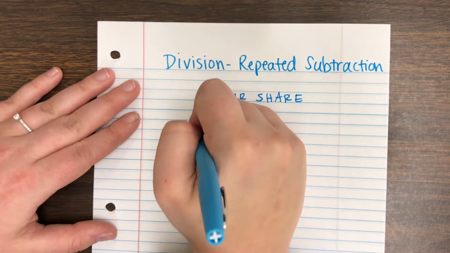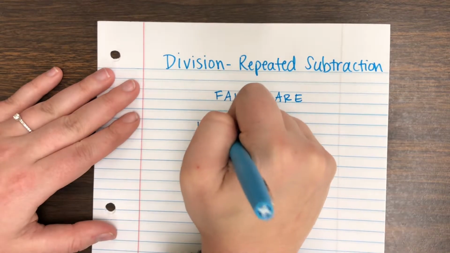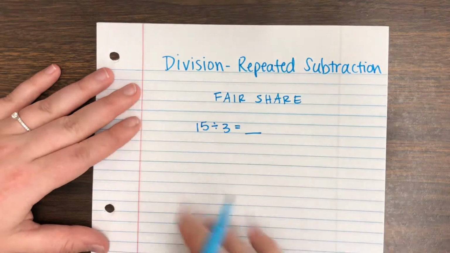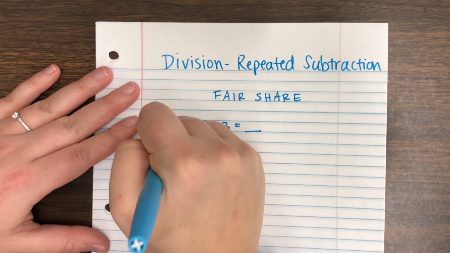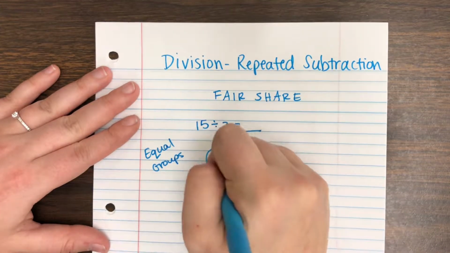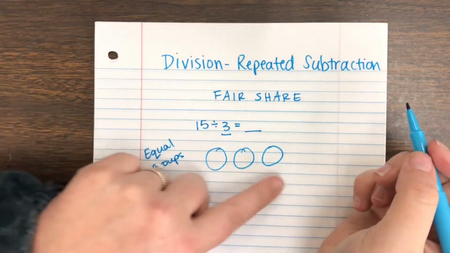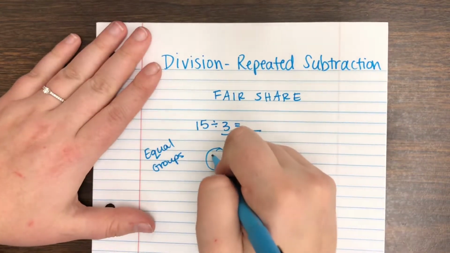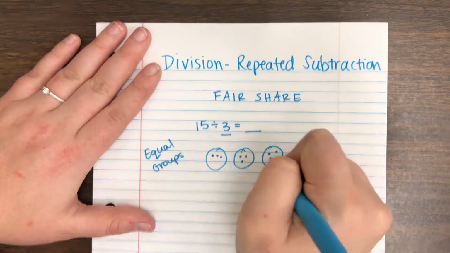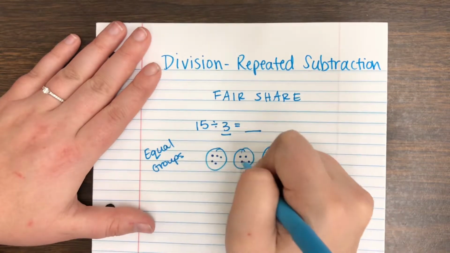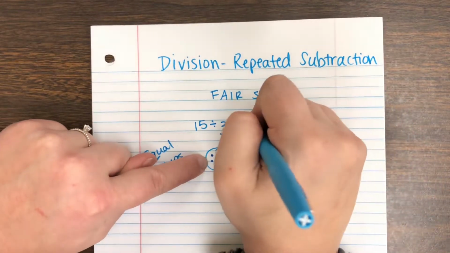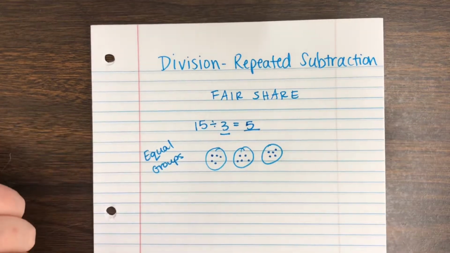So let's start out with 15 divided by 3 equals blank. We don't know. Before we get into repeated subtraction, let's just do a quick recap of how to do equal groups. So for this, I would draw 3 equal groups, and I would go back and forth between the groups until I get to 15. So I'm going to put 1 in this group, 2, 3, 4, 5, 6, 7, 8, 9, 10, 11, 12, 13, 14, 15. And each person here got 5. So that is how we would do equal groups.